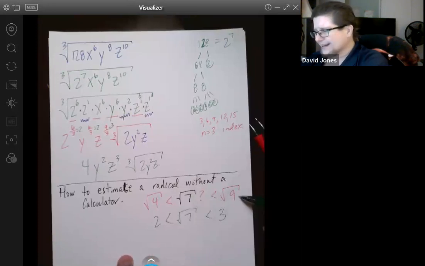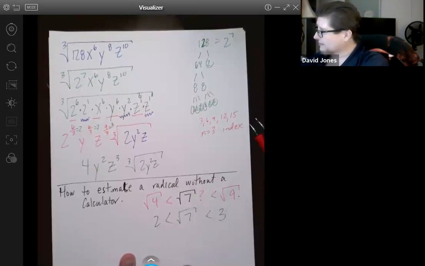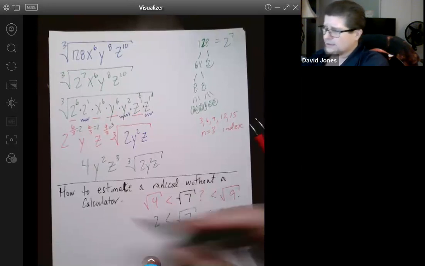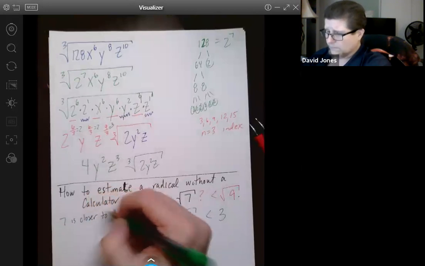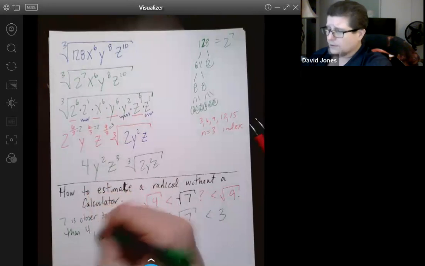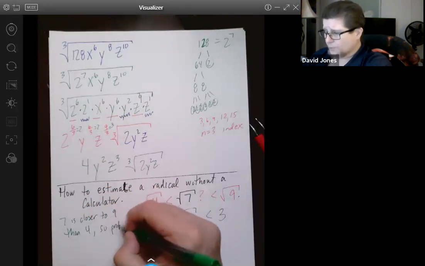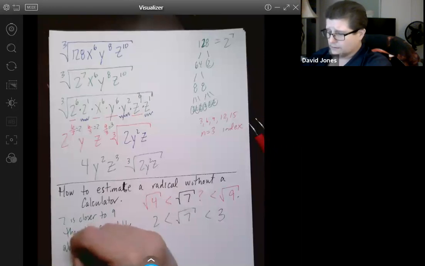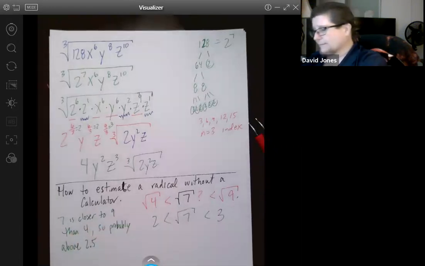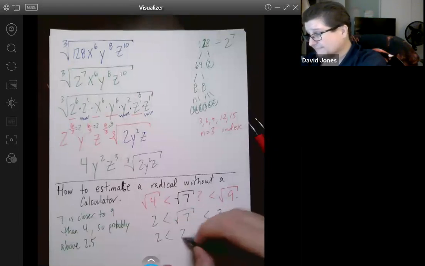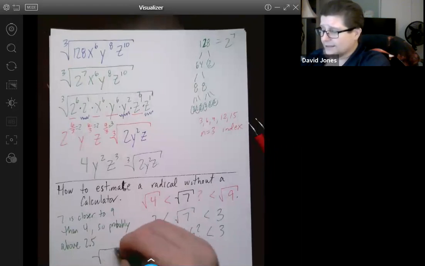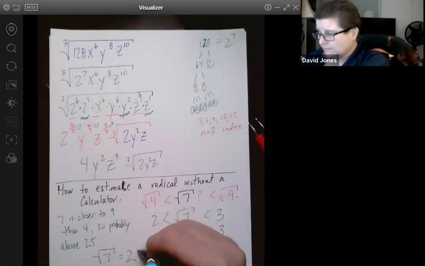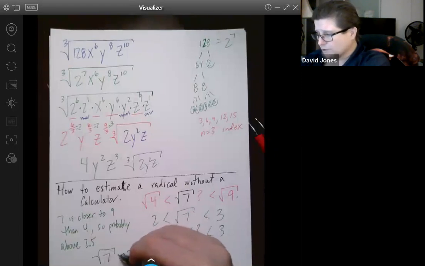7 is closer to the 9, so it's probably above half. 7 is closer to 9 than 4. So probably above 2.5, or the halfway mark, maybe 2.6. So I'm going to estimate the square root of 7 is about 2.6. And we use wavy lines, not equal signs, when we're approximating.